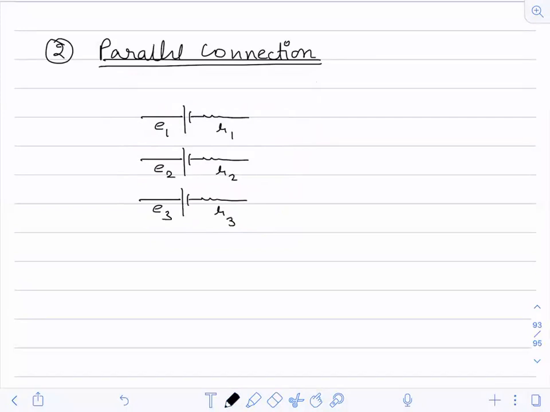Now if I give you N number of cells like that, how will you connect them in parallel? It is connected like this. You just make sure that this is connected and this one is connected. If I'm giving you N cells like this, it will come like that. Understood? There should not be any doubt in the way of connection.